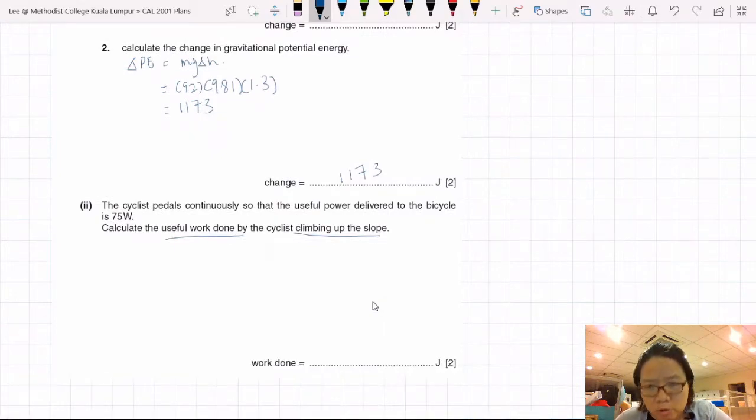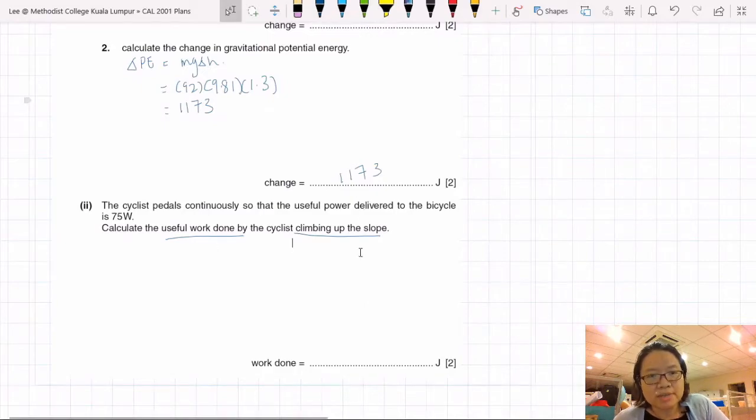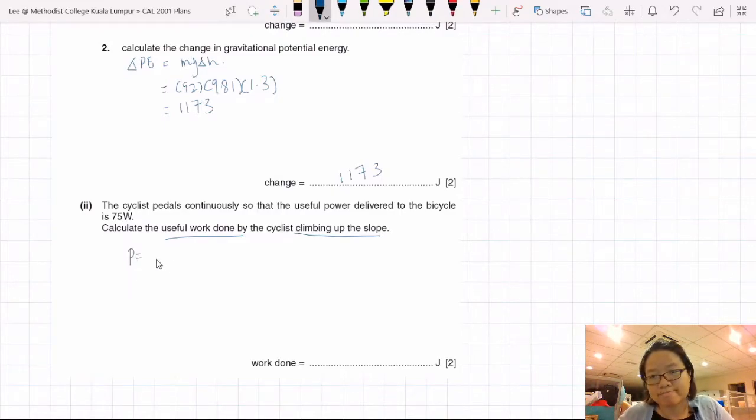So the cyclist is also pedaling. He pedals up the hill while slowing down. The useful power is 75 watts. Calculate the useful work done. Imagine you're cycling uphill, but also slowing down, because it's uphill now. So P is rate of work done, dW/dt, W over t, where t is 8 seconds. We assume it's linear, so this is just average, 600 joules.